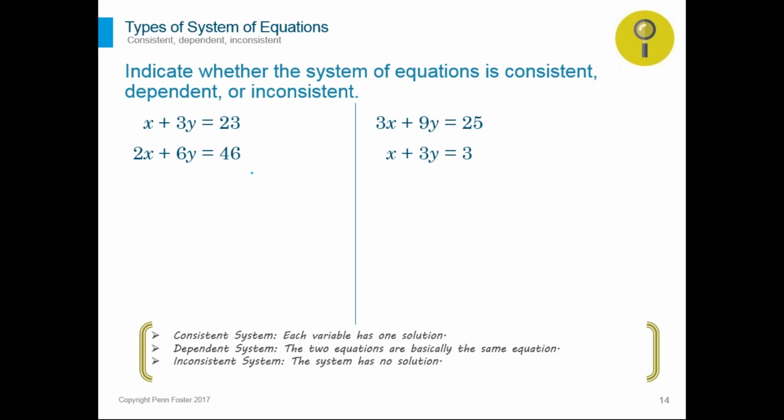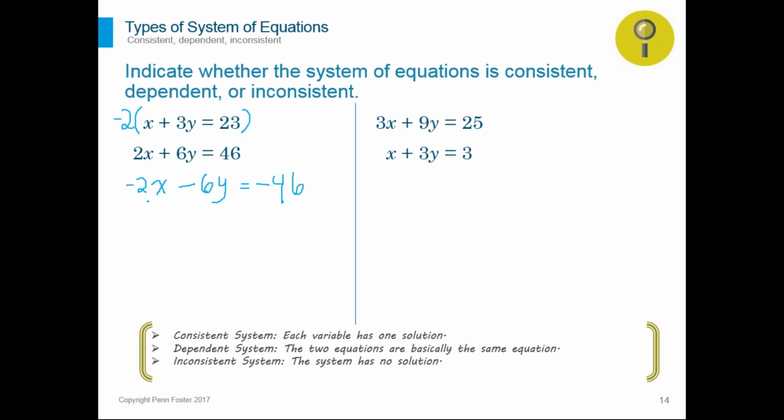Typically I have two equations. My goal is to make one variable have the same coefficient as the same variable in the second equation, but with opposite sign. So I'm going to multiply the first equation times -2 because I have a +2 here. So the first equation will be rewritten as -2x minus 6y equals -46.